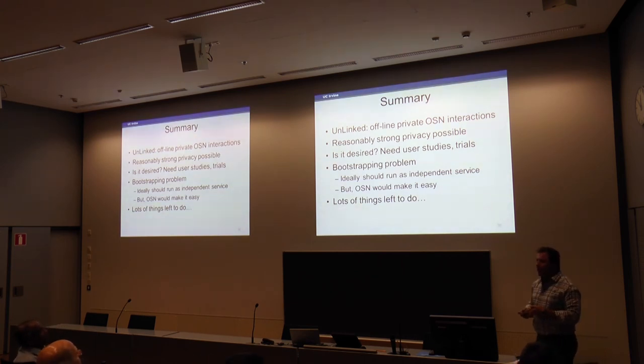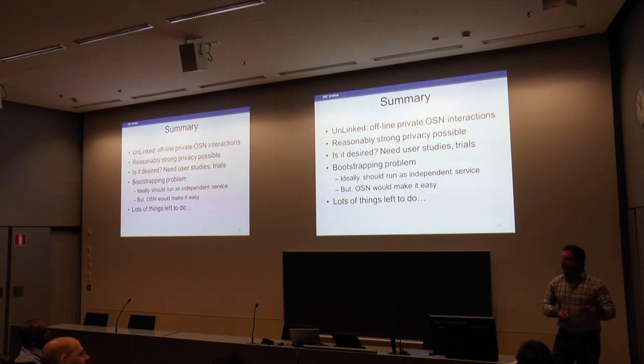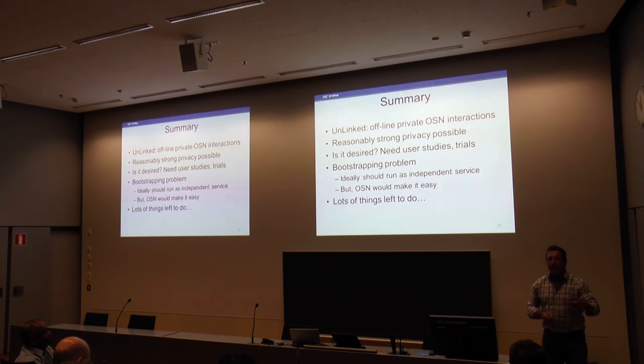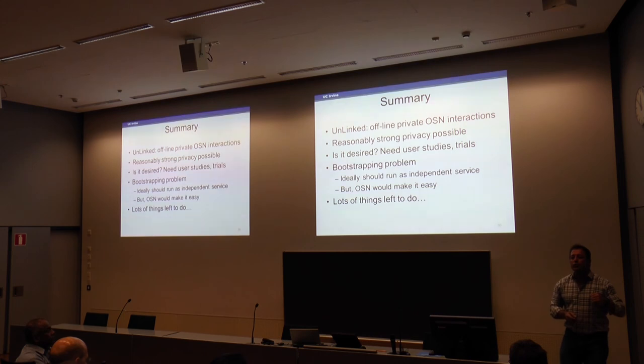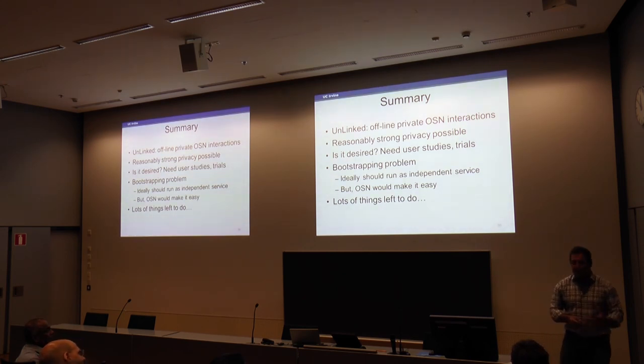It's not difficult to foresee that there is a bootstrapping problem. Right? If you try to run this as an OSN service, if the OSN buys into this idea, which of course, remember, has some privacy issues, but if they were to buy into this idea, they would have an easy time. They would just diffuse it with their next app release. But if you're operating as we do, as a separate service, then we have a problem, right? How do you bootstrap that?